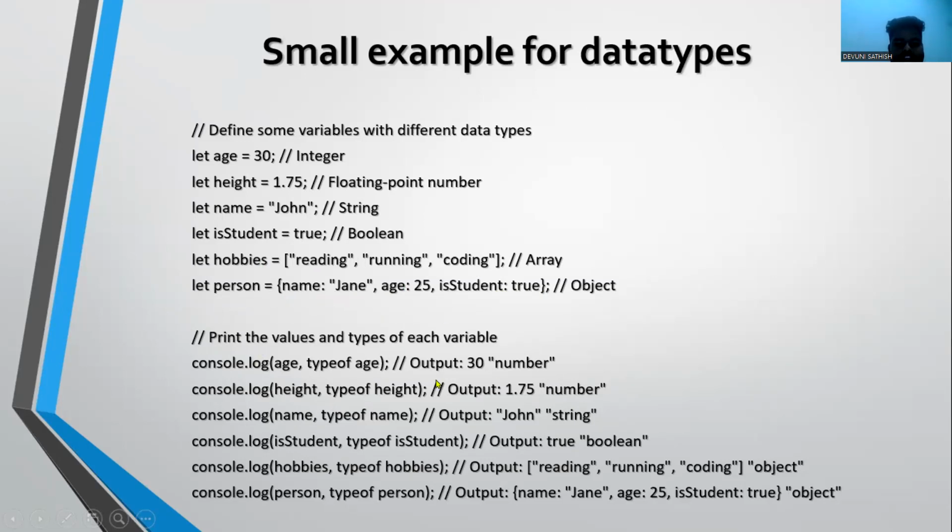So here I'm printing the output like console.log age, typeof age. Age I'm taking from here, what I have entered, 30. So age is 30 and typeof age is number. So like this I have implemented some examples on this page.